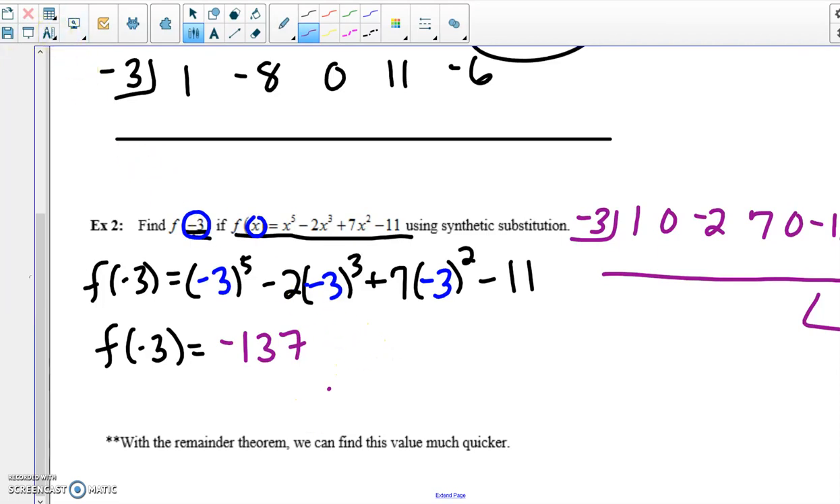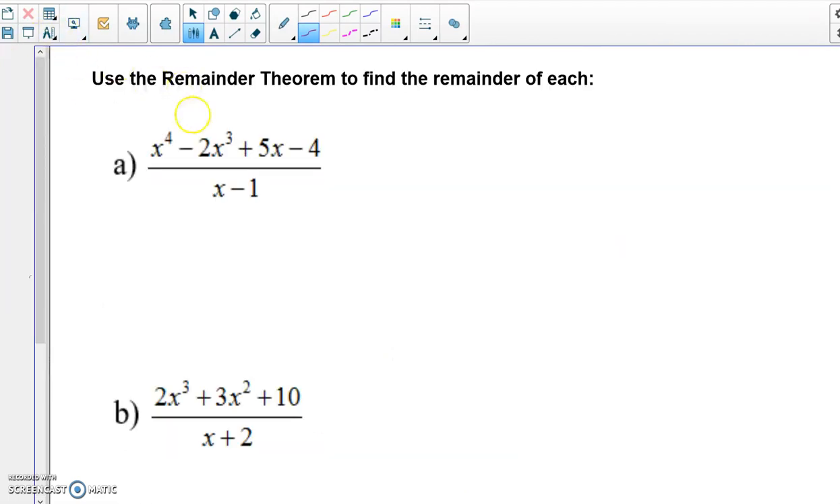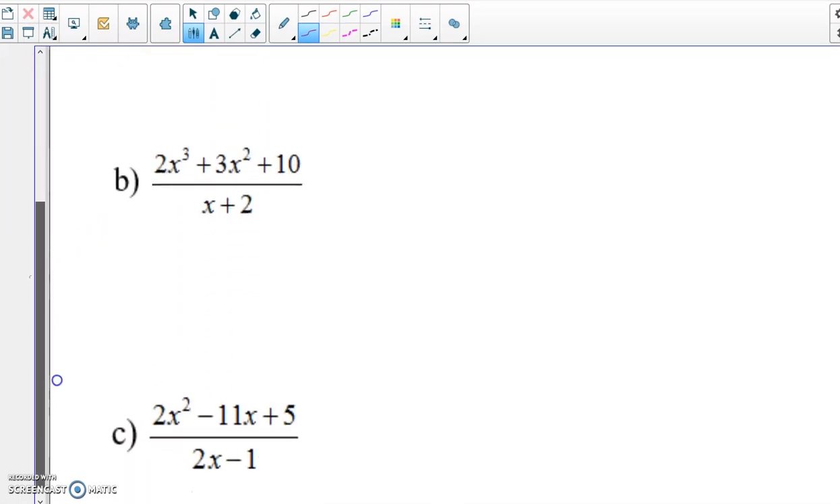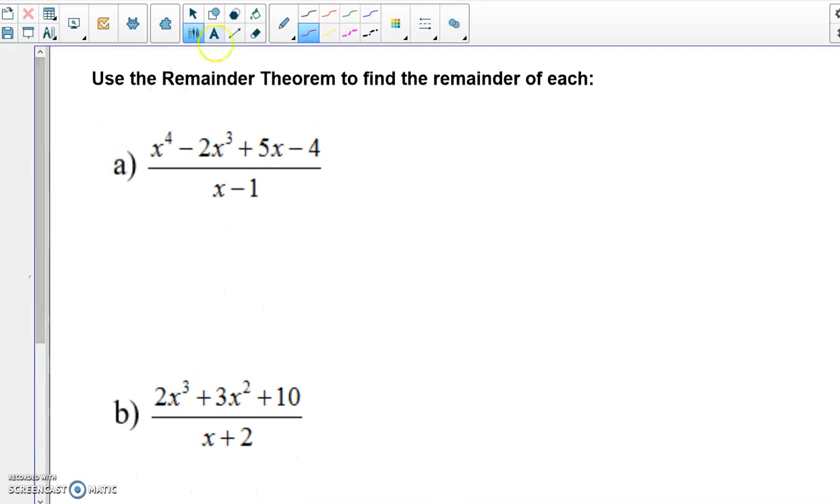Okay, so moving on then. On the right-hand page of your notebook, which is page 66, we'll have these 3 copied down already. I hope you paused the video last time. It says use the remainder theorem to find the remainder of each. So what that means is they don't want synthetic division. They really want us to learn and use that new theorem, the remainder theorem.